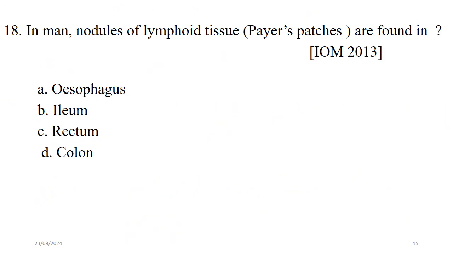Question number 18. In humans, nodules of lymphoid tissues, that means Peyer's patches, are found in. The options are A, esophagus, B, ileum, C, rectum, D, colon.